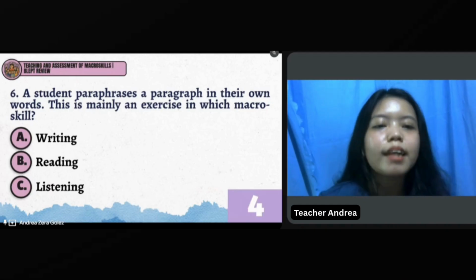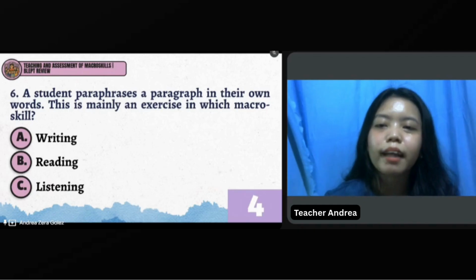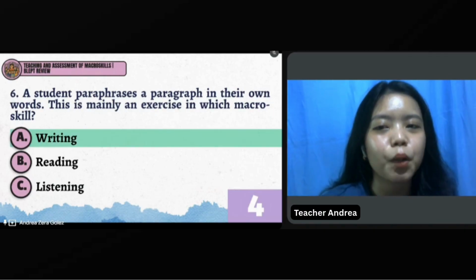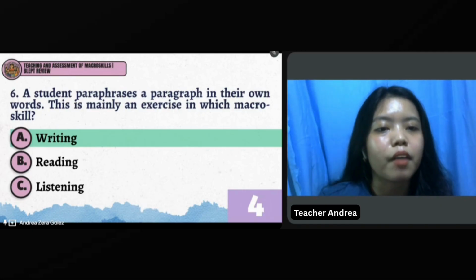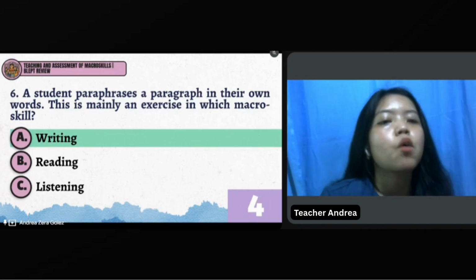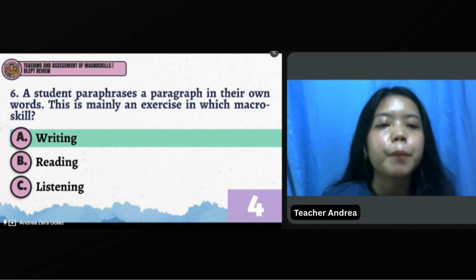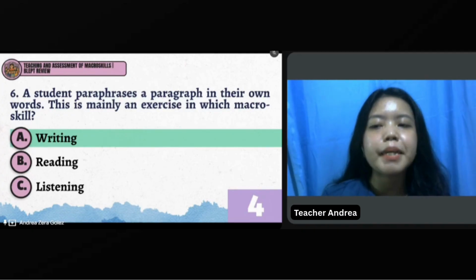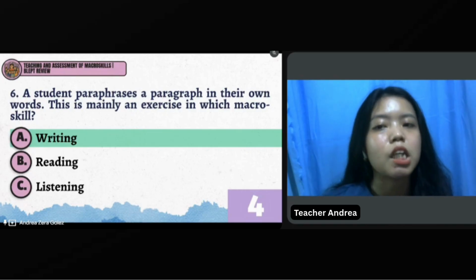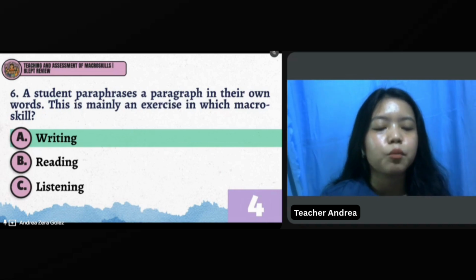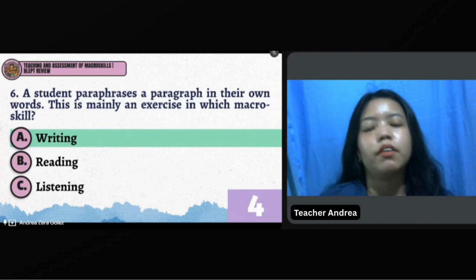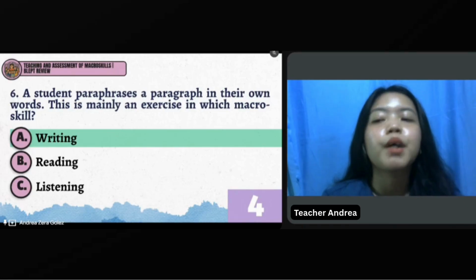Alright, now let's see if your answer is correct. Of course, writing is the answer for this one because the student paraphrases the paragraph in their own words, in which the writing skill is being applied. On the other hand, B and C, which are reading and listening, are not applicable for this exercise because the thing that is needed for this one is your writing skill. Okay, now let's proceed to number 7.